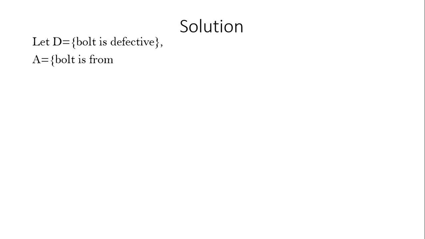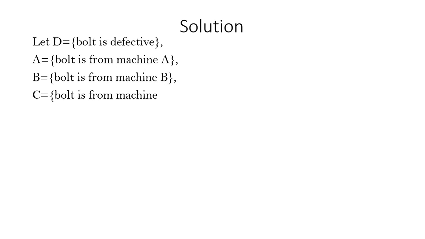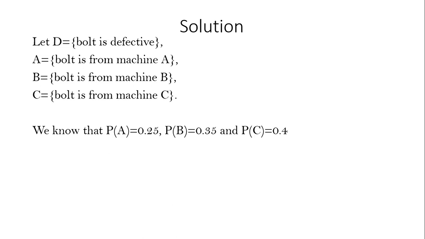by defining the events as usual. So let D be the event that the bolt is defective, and let A be the event that the bolt is from machine A. In a similar tone, B will be the event that the bolt is from machine B, and C is the event that the bolt is from machine C. As I told you, A, B, and C are exhaustive events. They exhaust our sample space. So if the probability of A is 0.25 and the probability of B is 0.35, which was 35%, the probability of C is 40%, which is 0.4. So if the probability of C is 0.4, we have exhaustive events.